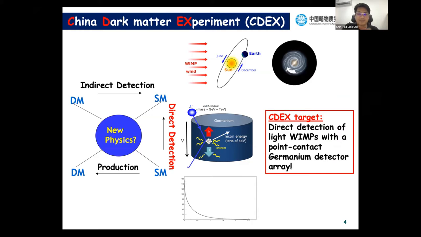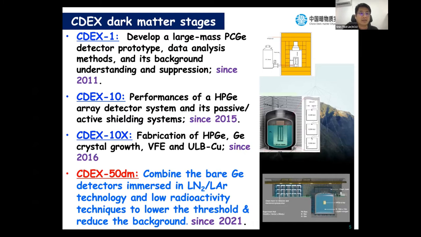Dark matter people here are very familiar: the wind comes and hits the nucleus, and the nucleus moves, and we take a picture. So it's quite straightforward. And we also look for the annual modulation of the WIMP signatures.